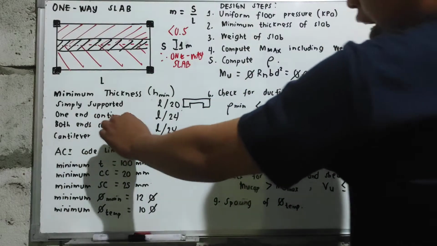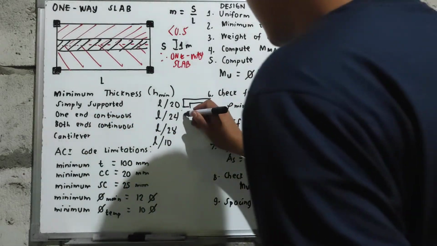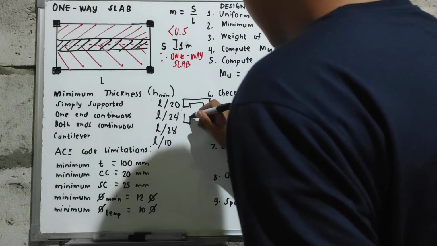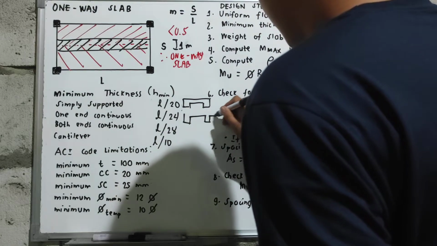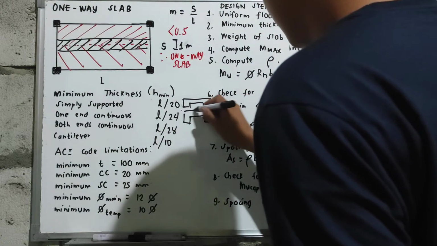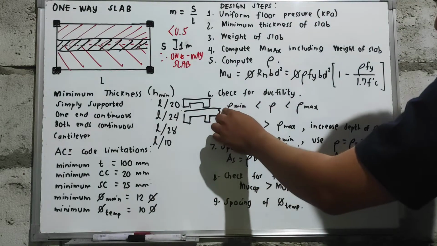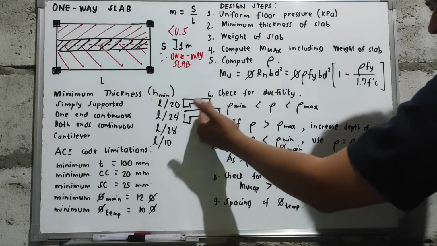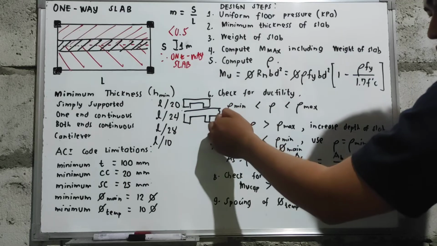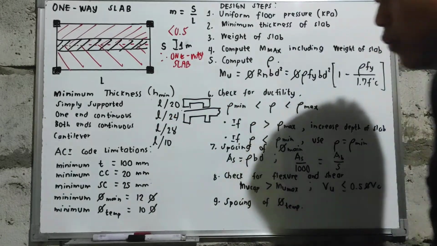Kapag naman one end continuous, so let's say eto naman, meron tayo dito. Ayan. Tapos meron tayong continuous end, 'di ba? Sa isang end natin, continuous siya or meron siyang katuloy. So that is L over 24.